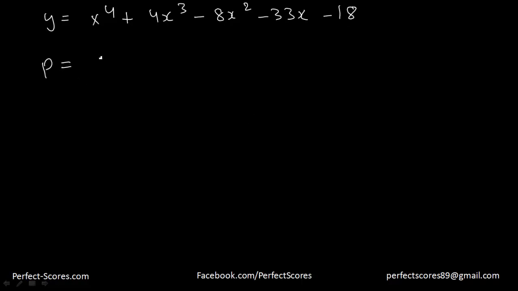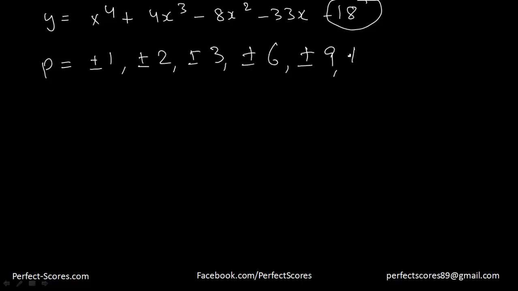Let's suppose again we use the same function. Let's say y is equal to x to the power 4 plus 4x cubed minus 8x squared minus 33x minus 18. So what are all the possible values for p? All the possible values for p would be all the possible factors for 18. That is going to be plus or minus 1, plus or minus 2, plus or minus 3, plus or minus 6, plus or minus 9, and plus or minus 18. That is all the factors of 18.